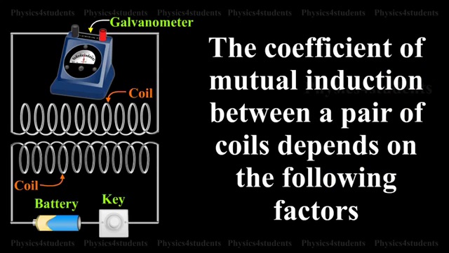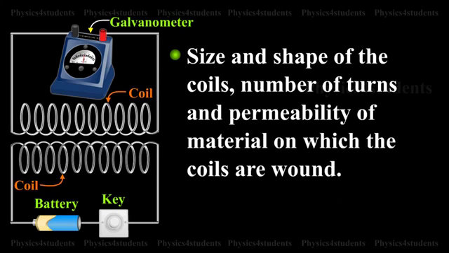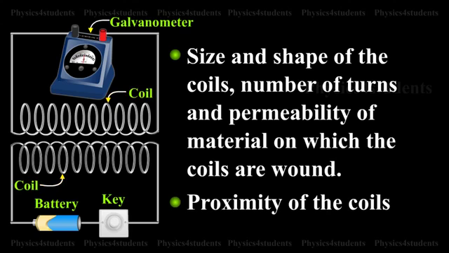The coefficient of mutual induction between a pair of coils depends on the following factors: size and shape of the coils, number of turns and permeability of the material on which the coils are wound, and proximity of the coils.